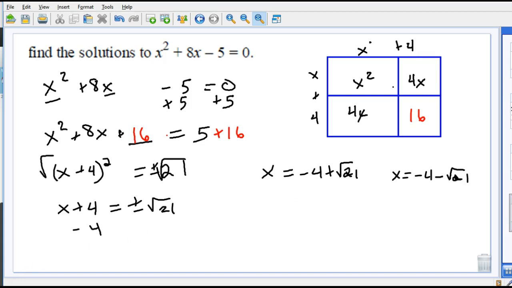So completing the square is hard. If you don't really get it right away, that's alright. Keep trying and you'll make progress. Alright, good luck.